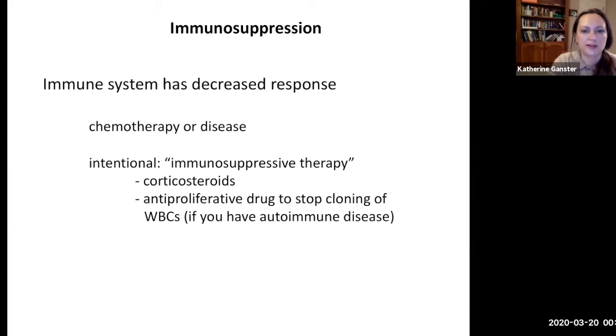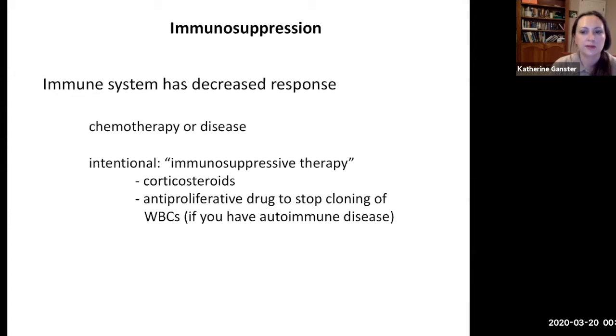Immunosuppression is when the immune system has a decreased response. You can have this from chemotherapy or disease. Remember that not all chemotherapy drugs work the same way, there are many different kinds, but one that you were introduced to in Bio32 is a chemotherapy drug that prevents microtubule formation. Well, microtubules are needed in mitosis. They start developing in prophase and they align the chromosomes on the metaphase plates for the cell to split in half for division. And so chemotherapy drugs can decrease cellular division.